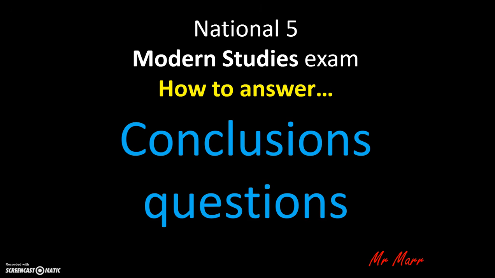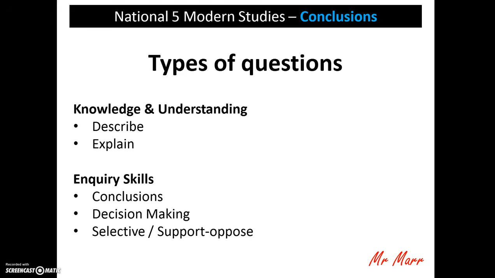In today's episode, we will be discussing the National 5 Modern Studies exam and looking at how to answer conclusions questions. There are two types of questions in a Modern Studies exam at National 5. You have knowledge and understanding, which is based on the content you've learned in class and how well you can repeat this and show your knowledge. And there are inquiry skills questions, which involve you using your answer based on the sources that are given in the exam. Today's lesson, focusing on conclusions questions, is drawn from the inquiry skills section.